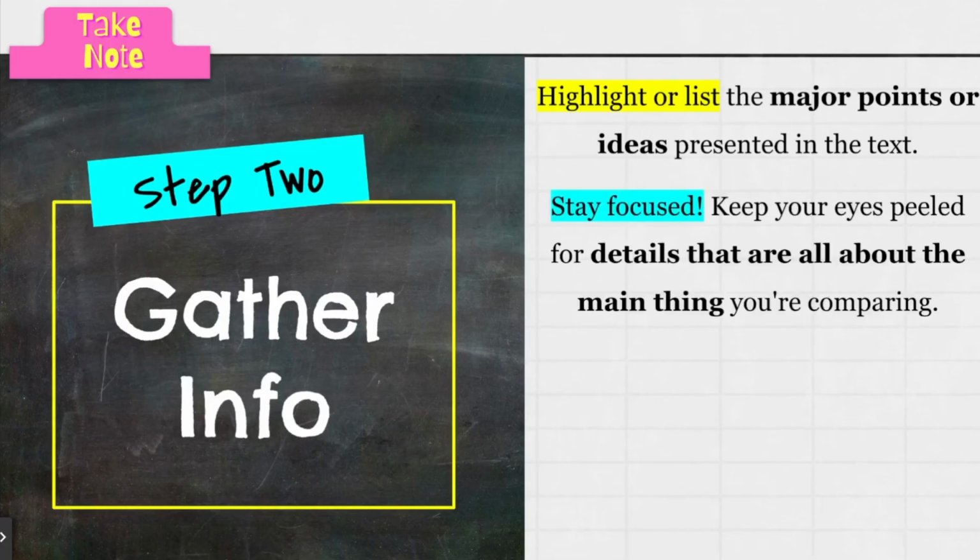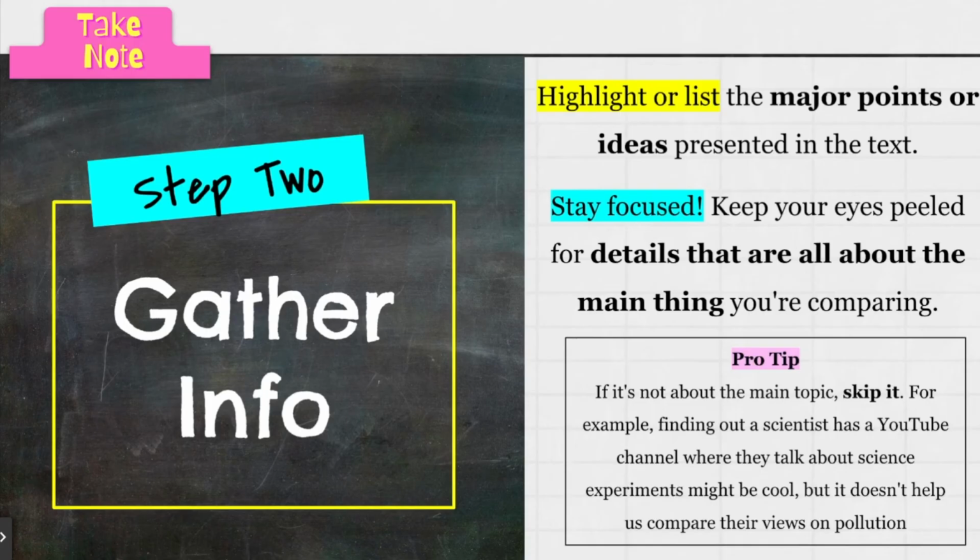Be careful. I want you to stay focused. So if it's about pollution, we need to stay focused on pollution and just picking out those major points. So keep your eyes peeled for details that are all about the main thing you're comparing. If it's not about the main topic, you just need to skip it. So, for example, finding out that the scientist has a YouTube channel where they talk about science experiments might be cool, but it doesn't help us compare their views on pollution.